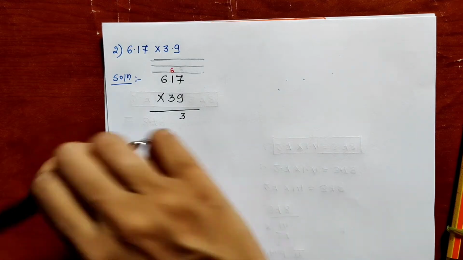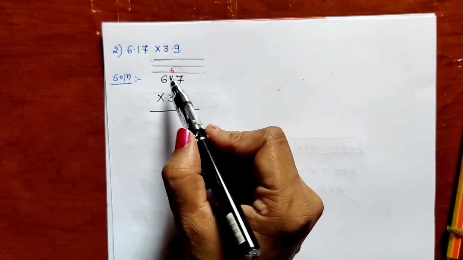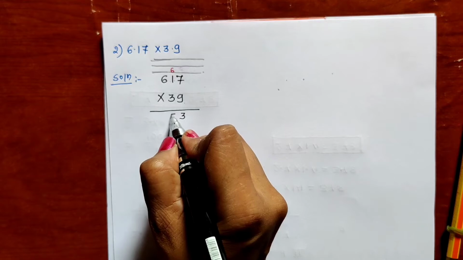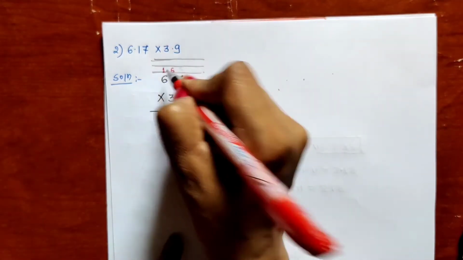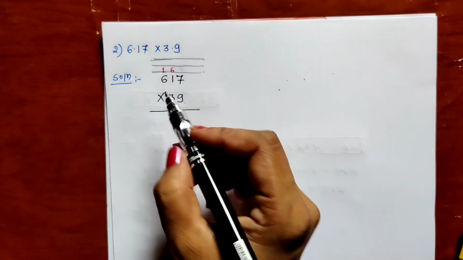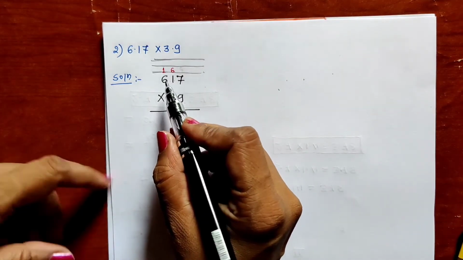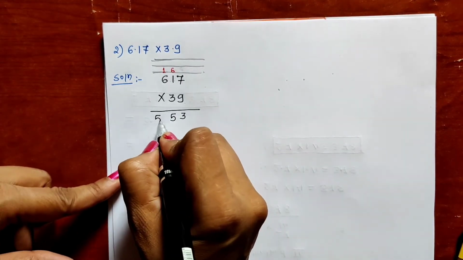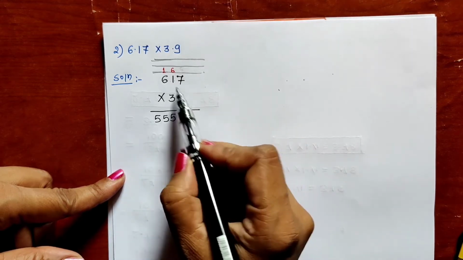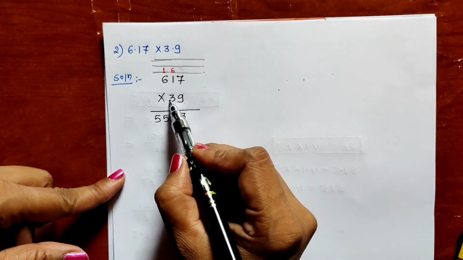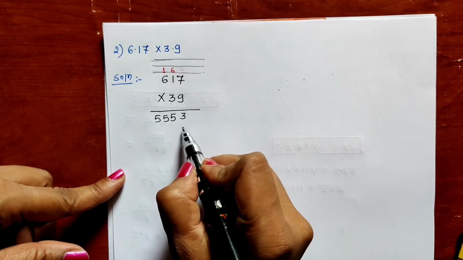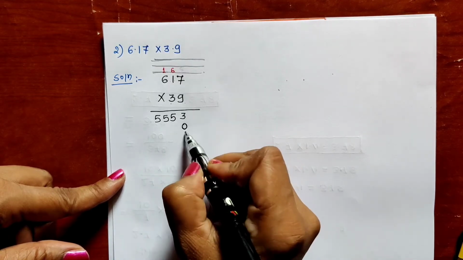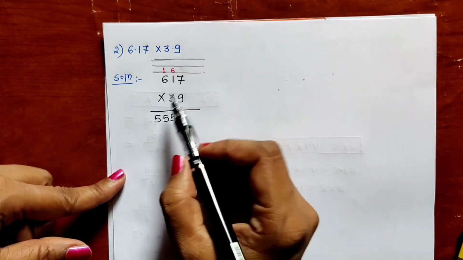Now 9 ones are 9, and 9 plus 6 is 15. 5 written, again 1 carrying I have to write here. 1 carrying. Okay. 9 sixes are 54. 54 plus 1 is 55. So multiplication by 9 is over. Now we have to multiply by 3. For multiplying by 3, 3 is in the tens place, so we have to put 0 here, below the units place.